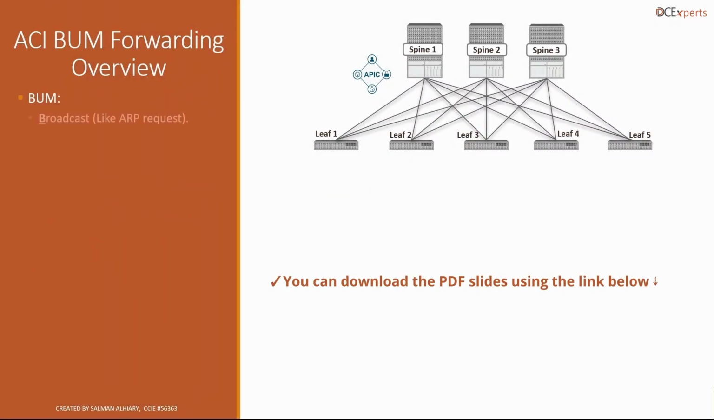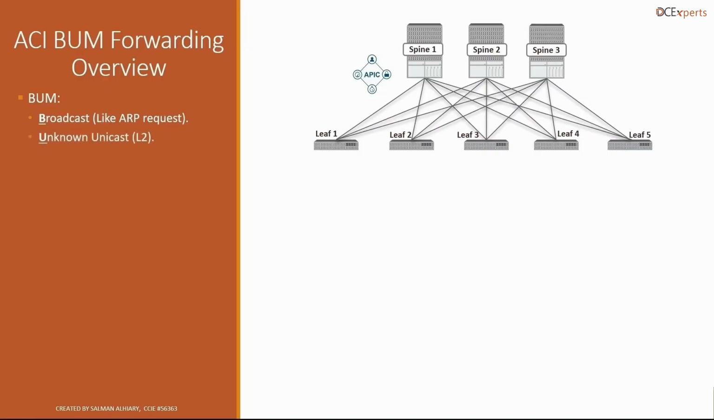BUM traffic stands for broadcast, like ARP request or DHCP discovery messages; unknown unicast, which is for layer 2 traffic only. It happens when the switch doesn't know how to forward a frame to a destination MAC address; and multicast, which can be layer 2 or layer 3 multicast traffic.